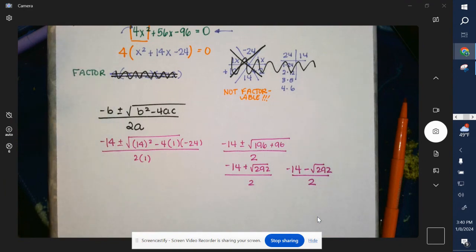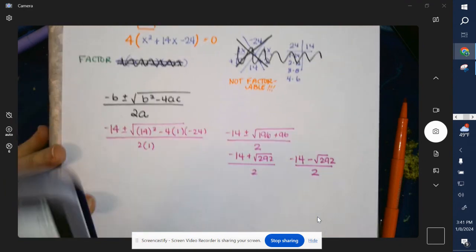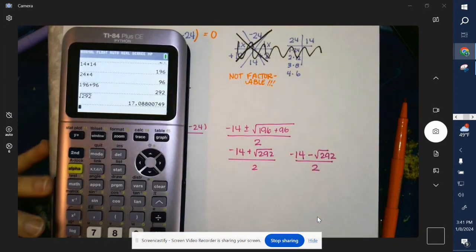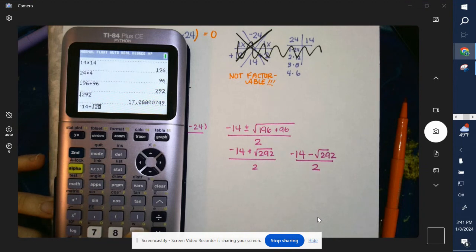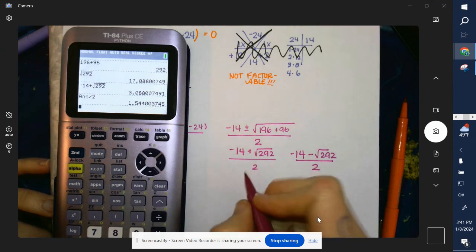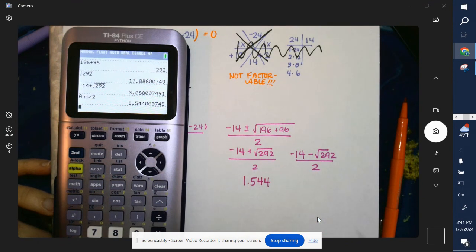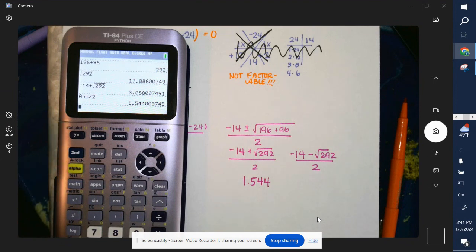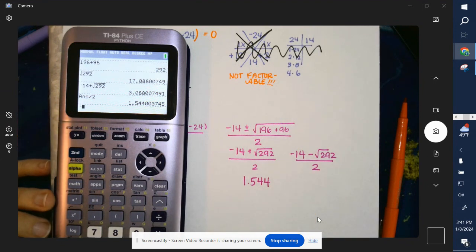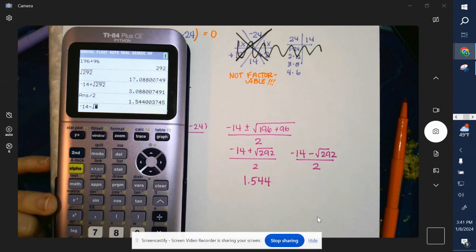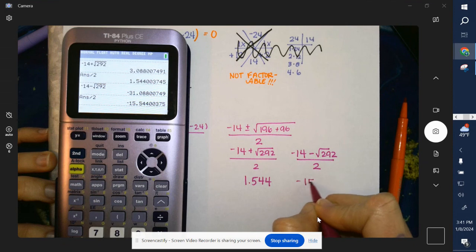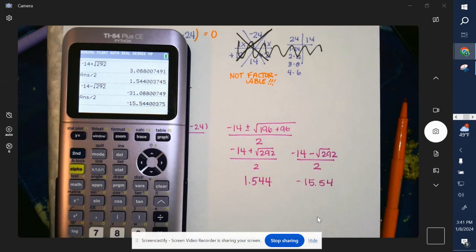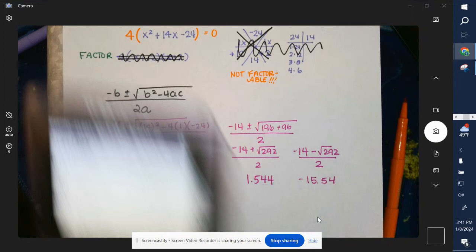The square root of 292 is a decimal, so I would leave it as this number. And I would type in my calculator, negative 14 plus the square root of 292. I'll hit enter, and then I'll divide that by 2, which gives me 1.544. And it is positive, so that's perfect. I'm going to do negative 14 minus the square root of 292, divide by 2, and I get a negative 15.54. Remember again, as we talked about, algebraically, both of those answers are perfectly correct for your x.